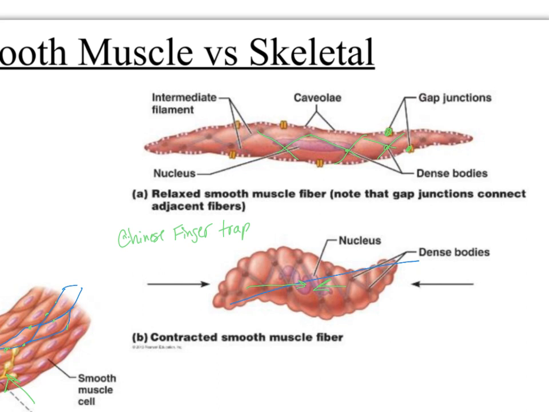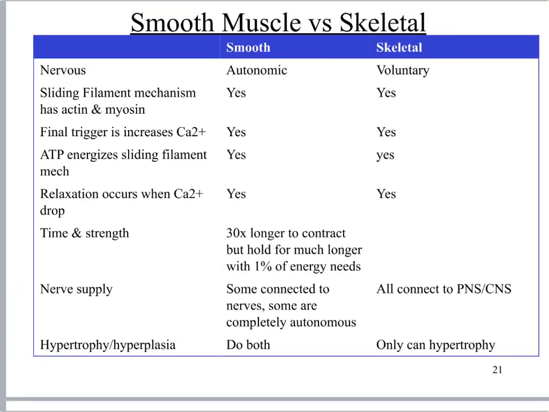All right, let's look at the next slide. All right, smooth muscle is weird, okay? What I want you to notice is that there is a sliding filament mechanism with actin and myosin. It is triggered by calcium. ATP energy is required for cross bridges to detach, okay?